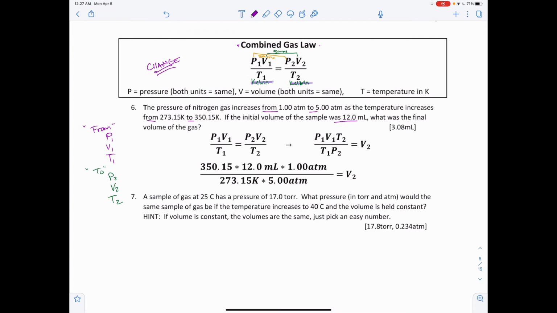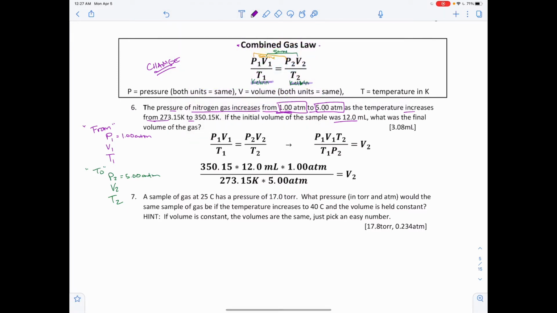So I'm seeing pressure, but again, remember, I'm just looking for my units. I'm reading this as blah, blah, blah. Oh, there's a number with a unit, from. So that unit, that ATM, that's a pressure unit. That's my from, my 1.00 ATM. The 2 is my other pressure unit. That's my 5.00 ATM. That's what it's going to become.